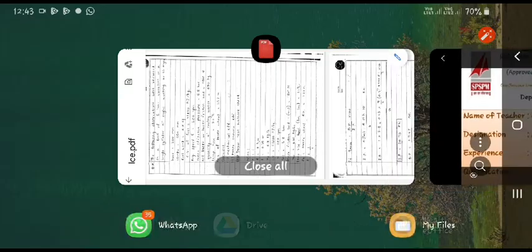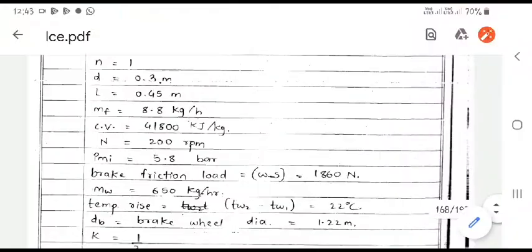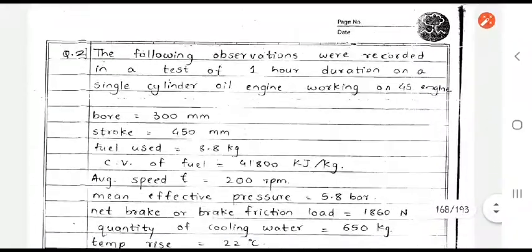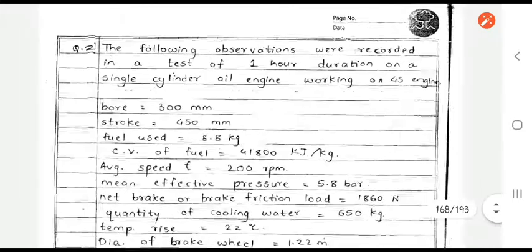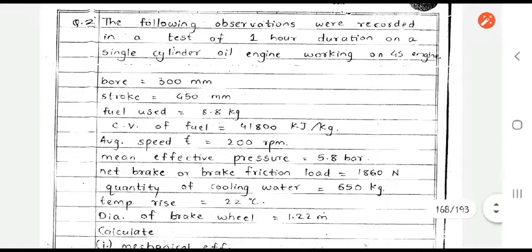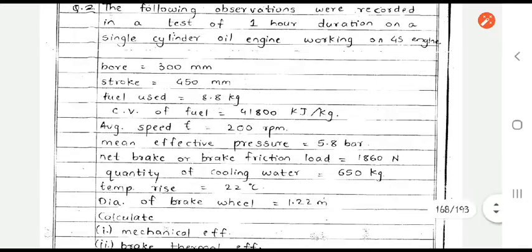Now, in this video, we are going to discuss another variety of problem in the chapter of engine testing and performance analysis. The second variety of the numerical has the following statement: the following observations were recorded in a test of 1 hour duration on a single cylinder oil engine working on a 4-stroke cycle. Now this test has been carried out for 1 hour, so all the things are on an hourly basis.